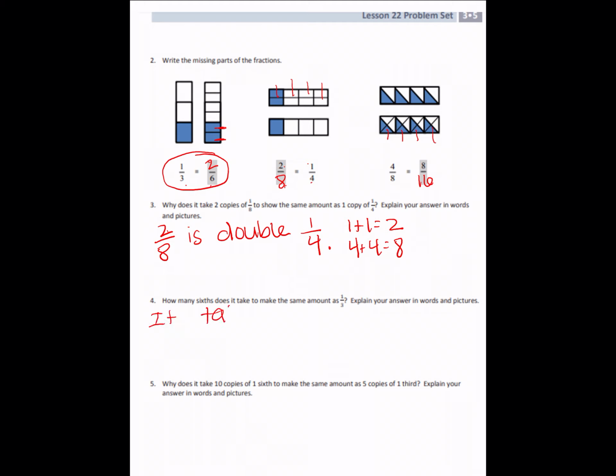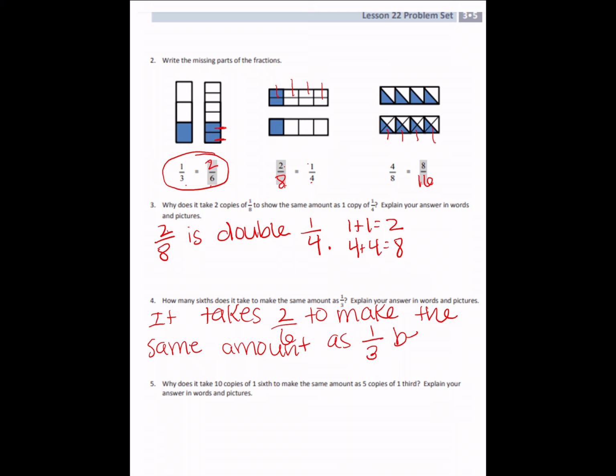It takes 2 sixths to make the same amount as 1 third because 1 plus 1 equals 2, right? That's how we get that numerator. And 3 plus 3 equals 6. We're using kind of our doubles facts. All right, last one, number 5.